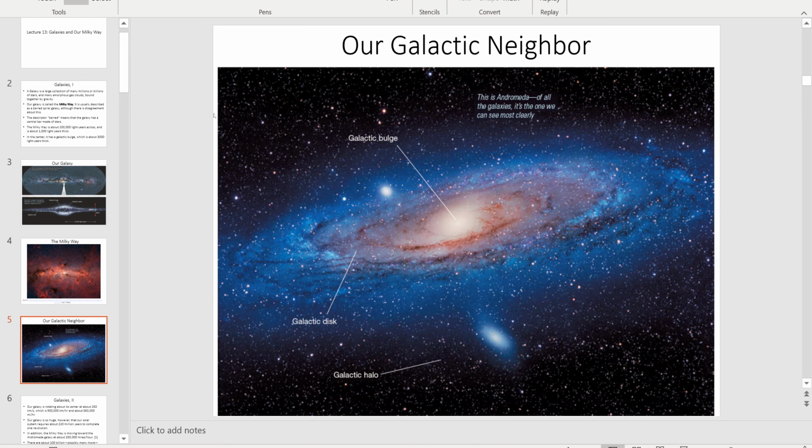Here is the first picture I'm going to show you in this lecture of another galaxy. This is a picture of a whole galaxy from the outside. This is our closest galactic neighbor, or more specifically, our closest spiral galactic neighbor. Remember I mentioned that the Milky Way galaxy is a spiral galaxy, which means it has a disc-like shape and then spiral arms which come out from the galactic center. It's a little bit hard to see the arms here because of the orientation of this picture.